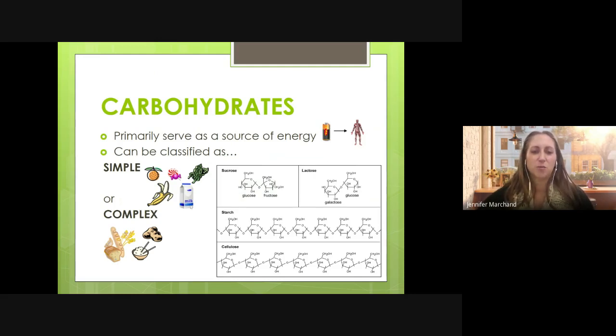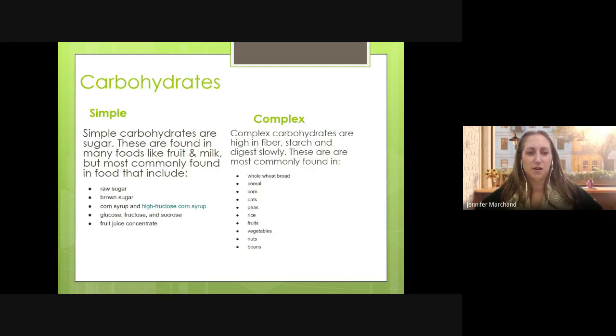Whereas the simple carbohydrates are really great to get us a short, quick amount of energy to make it through the day. These are great things to help get you started in the morning, this banana and orange, things like that. Whereas the complex carbohydrates are things that are going to keep us going throughout the day.